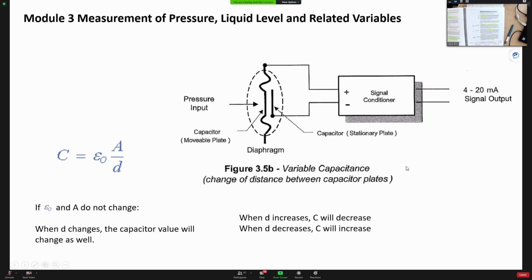So they can measure the capacitance down here to give you a proportional signal for how much pressure is in there.